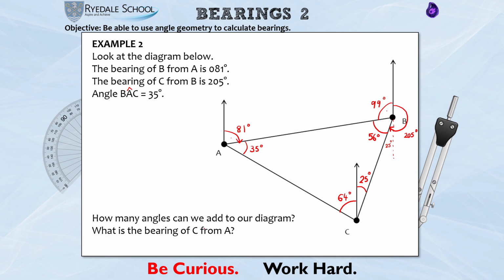So, what is the bearing of C from A? Well, which angle is that we need? The bearing of C from A. Well, that's me starting at A and walking to C. So it is the 81 and the 35 all added together. We did that a moment ago. It was 116.